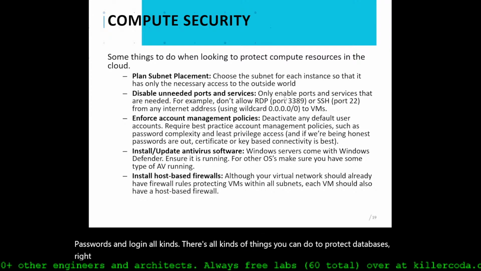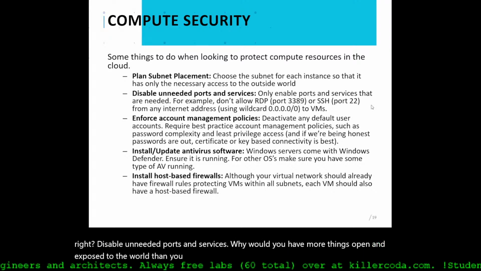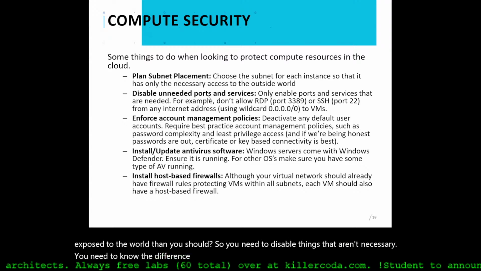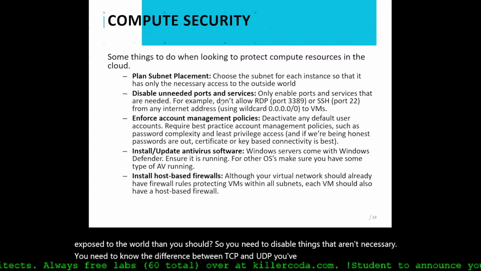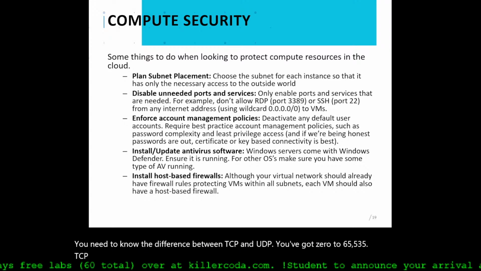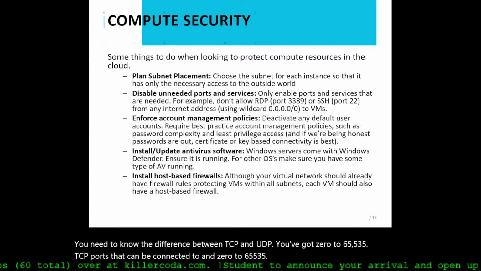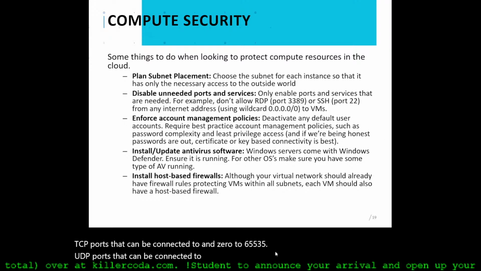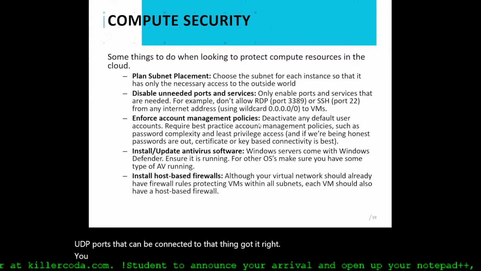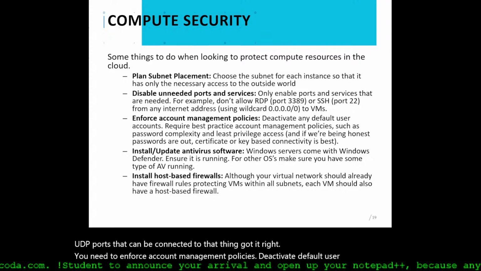Disable unneeded ports and services. Why would you have more things open and exposed to the world than you should? So you need to disable things that aren't necessary. You need to know the difference between TCP and UDP. You've got 0 to 65,535 TCP ports that can be connected to, and 0 to 65,535 UDP ports that can be connected to. I think I got it right. You need to enforce account management policies. Deactivate default user accounts.